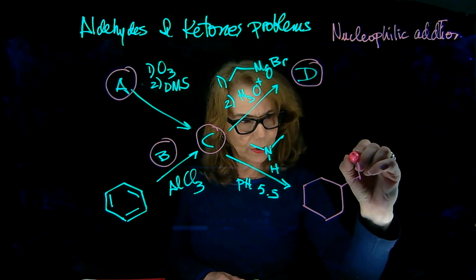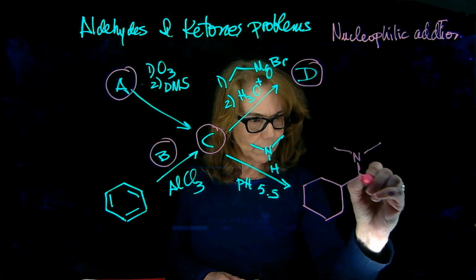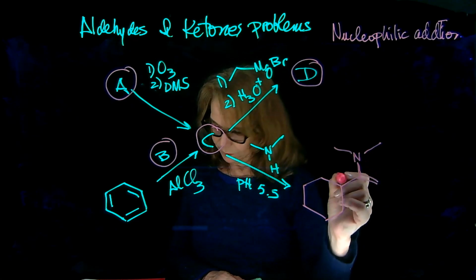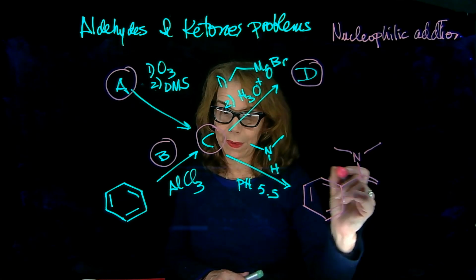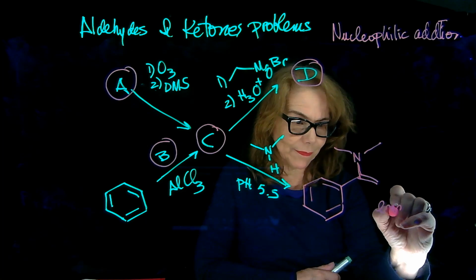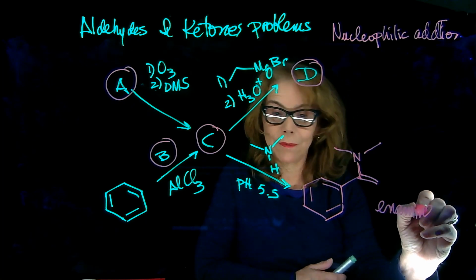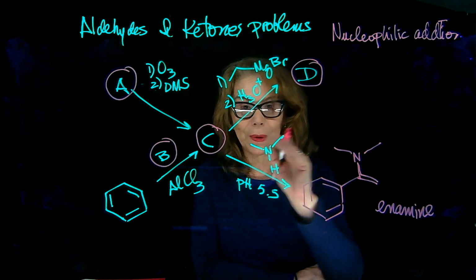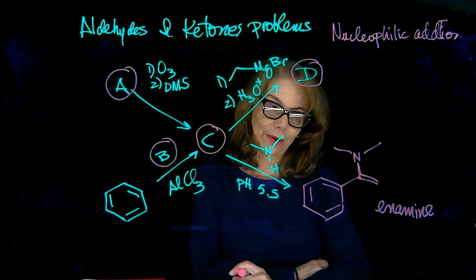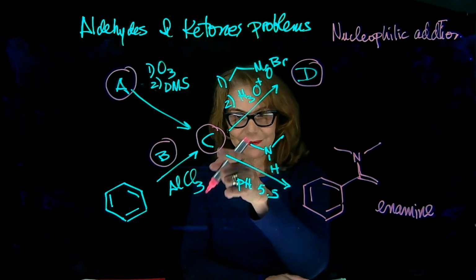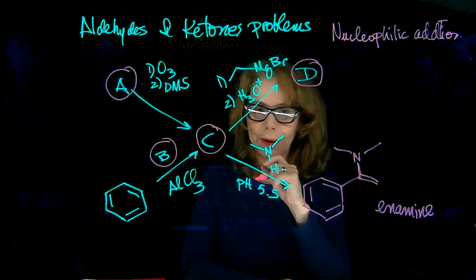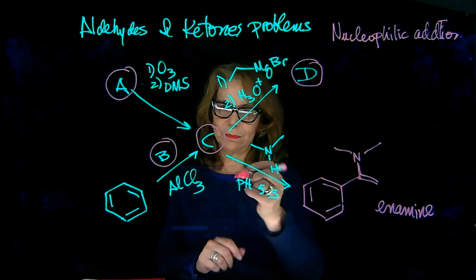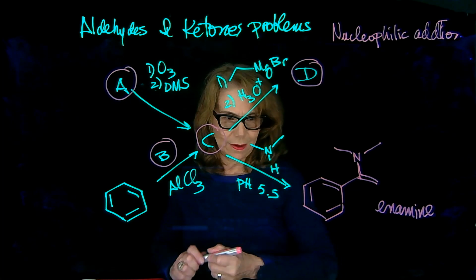And here you have this compound. This compound is an enamine. And when you hydrolyze an enamine, you go back to a carbonyl compound and a secondary amine. So this tells me what the carbonyl compound is. The carbonyl compound must have the following structure.